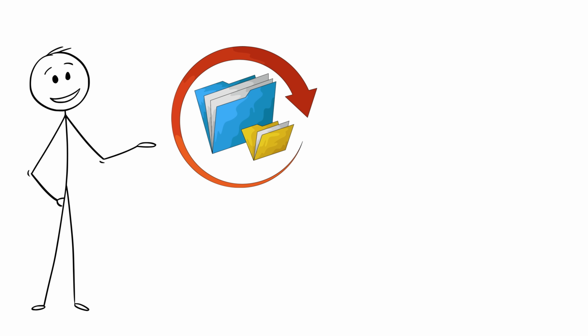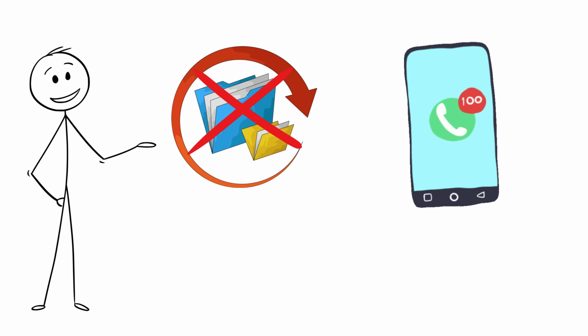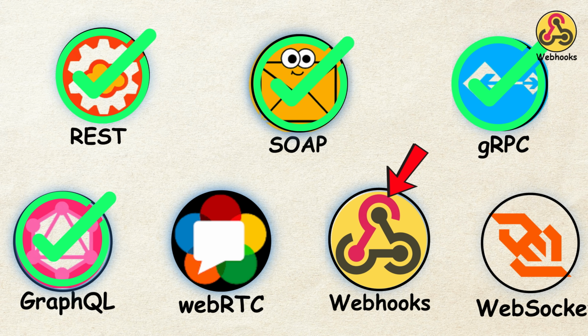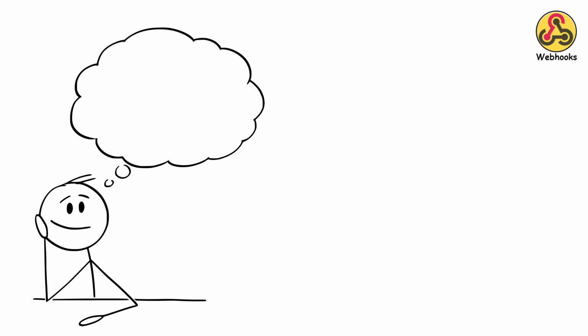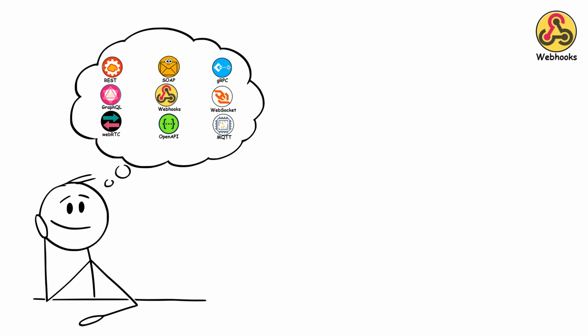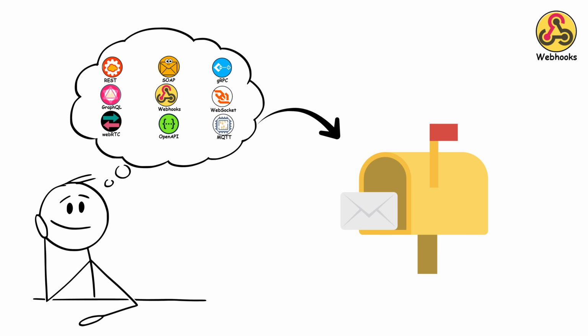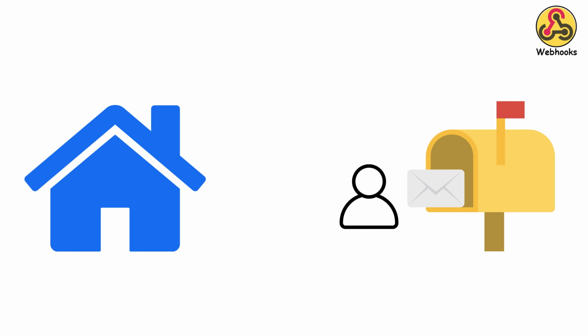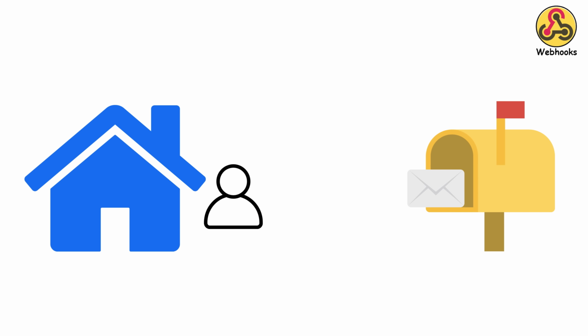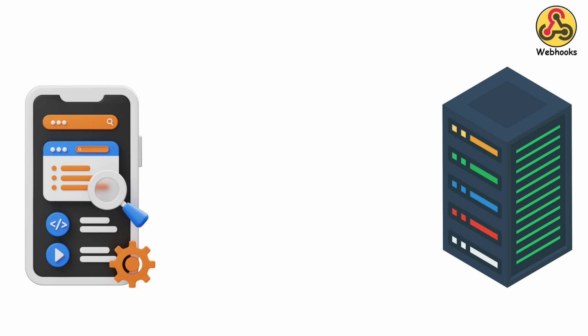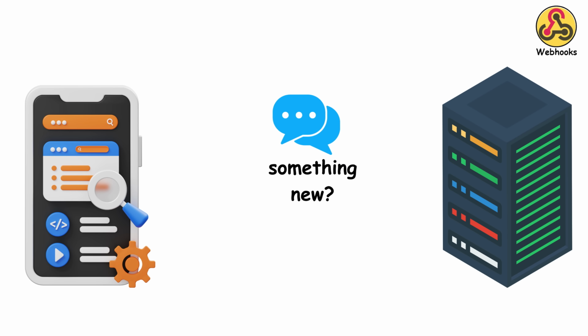But sometimes you don't just want to fetch data. You want to be notified the instant something changes. That's where webhooks come in. Webhook API. Imagine this. With most APIs, your app is like someone constantly checking their mailbox. You walk outside, open it, see nothing, and walk back, over and over again. That's how traditional APIs work. Your app has to ask the server every time it wants to know if something new happened.